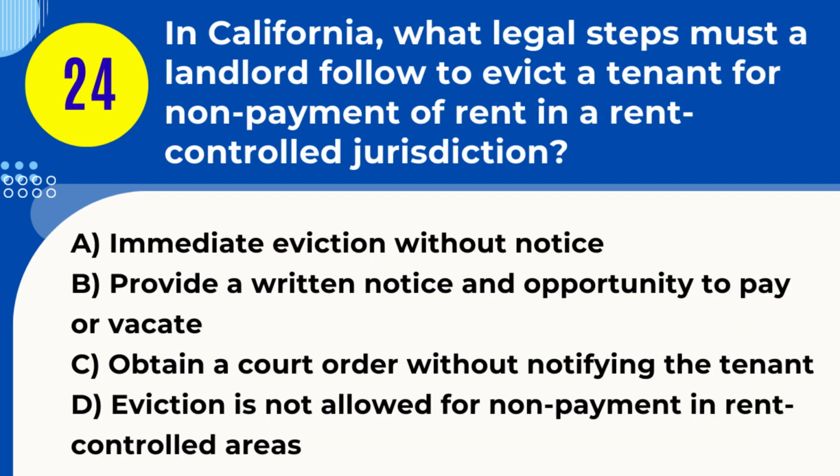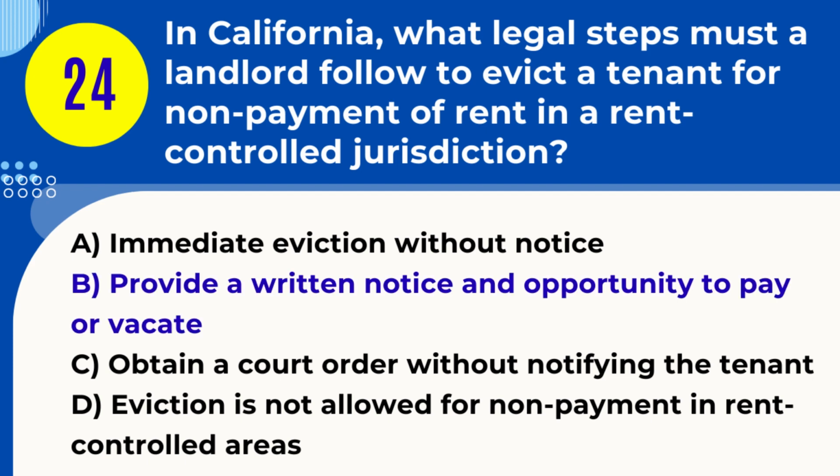Question 24. In California, what legal steps must a landlord follow to evict a tenant for non-payment of rent in a rent-controlled jurisdiction? A. Immediate eviction without notice. B. Provide a written notice and opportunity to pay or vacate. C. Obtain a court order without notifying the tenant. D. Eviction is not allowed for non-payment in rent-controlled areas.